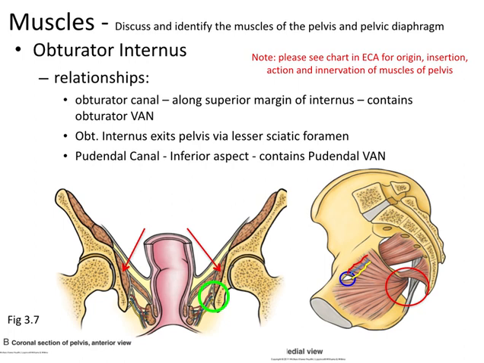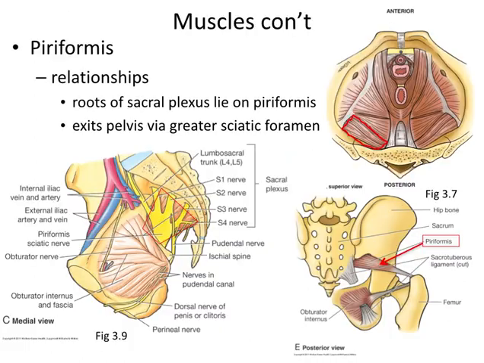And then the other important thing is that the obturator internus muscle is actually exiting the pelvis through the lesser sciatic foramen to insert onto the greater trochanter of the femur. So that red circle is highlighting that exit point. So that's the obturator internus. Piriformis muscle.